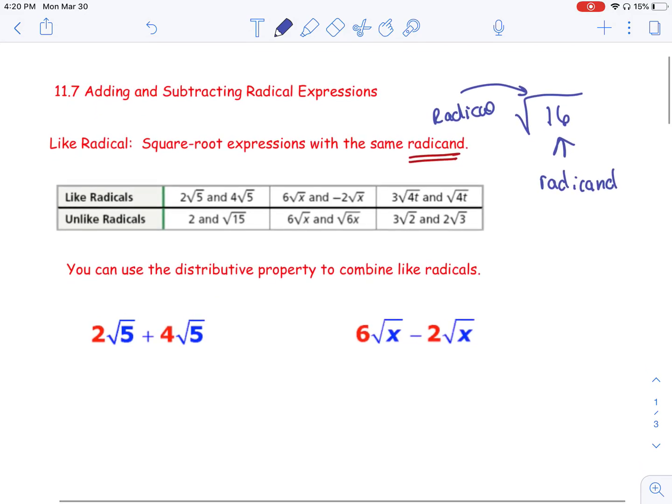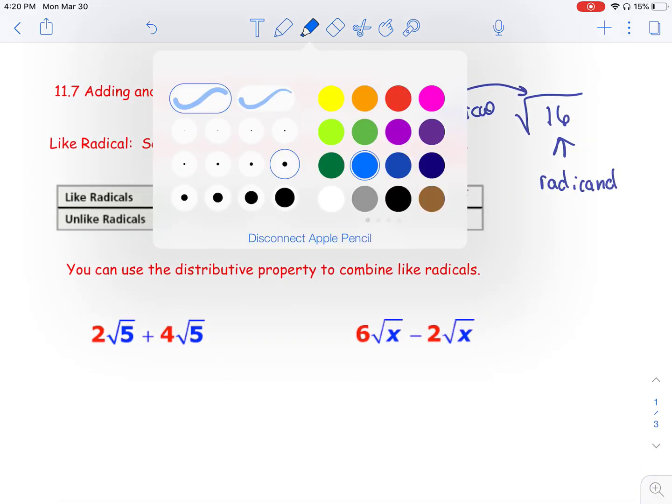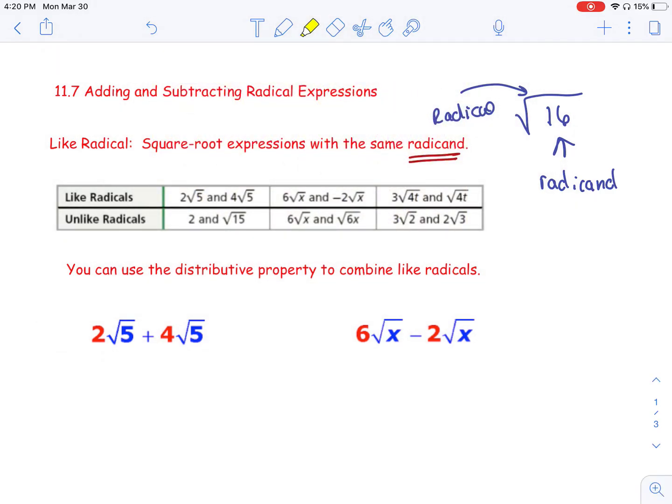If we look at this little chart here, you can see that things that have like radicals have things under the radical that are the same. Radical 5 and radical 5 are the same. Radical x and radical x are the same. Square root 4t, square root 4t are the same. The boxes below don't have the same thing underneath the little bar, so those are considered unlike radicals, and we can only add things that have like radicals.